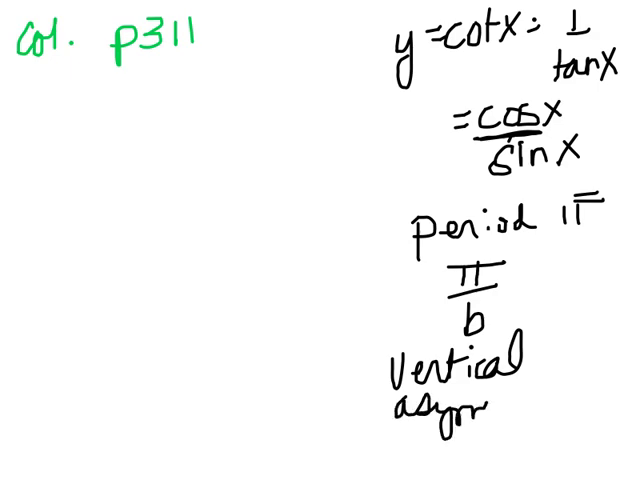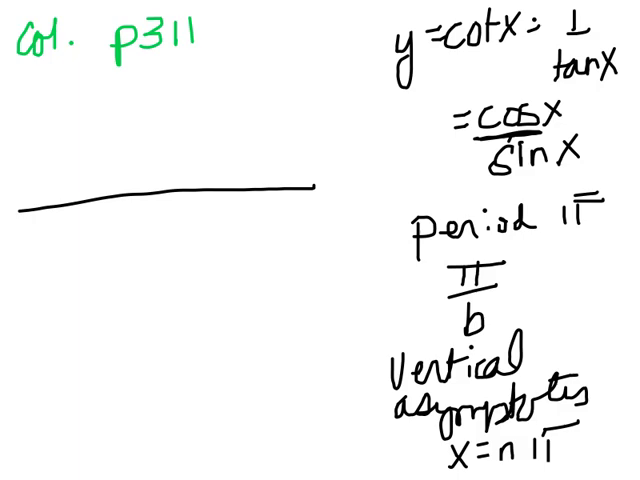Vertical asymptotes are at multiples of pi. So this one is like tangent. It's just multiples of pi. And the thing about cotangent, it looks just like tangent flipped, really. If you look in the book, it looks like tangent flipped, except your asymptotes are coming at pi instead of pi halves. So where before I had my asymptotes at pi halves, here I'm going to have them at pi. There's one at 0, and there's one at negative pi.